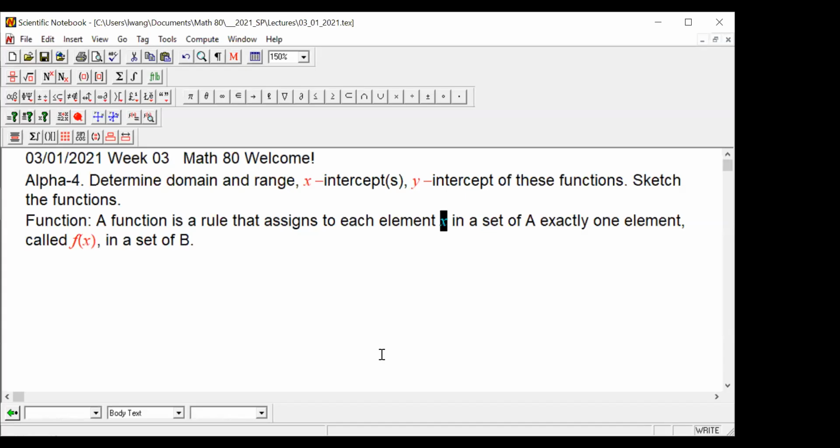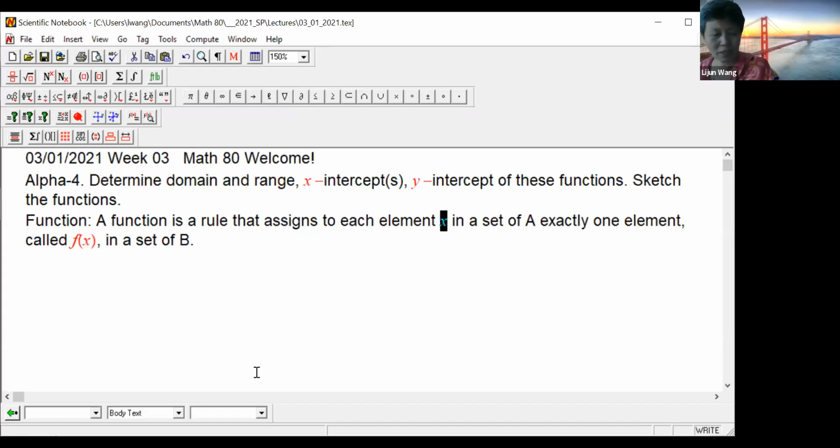Math is abstract. Okay, and I'm going to try to make it simple for you. I hope that I can succeed in that effort. Okay, so function is one of those abstract concepts, but it's a very powerful concept.